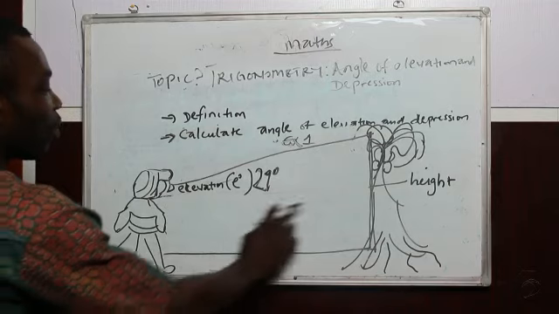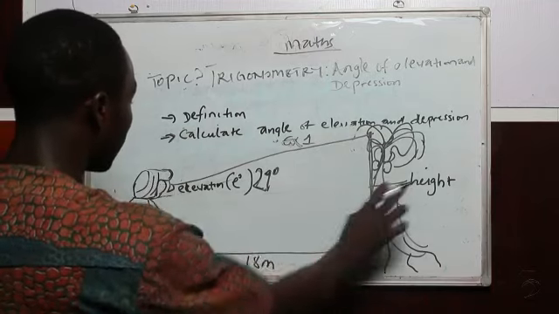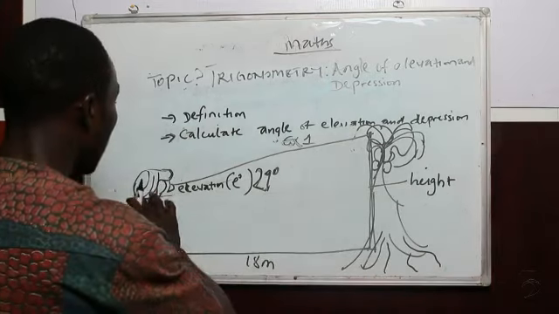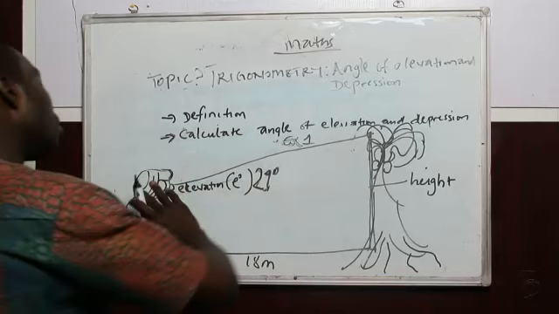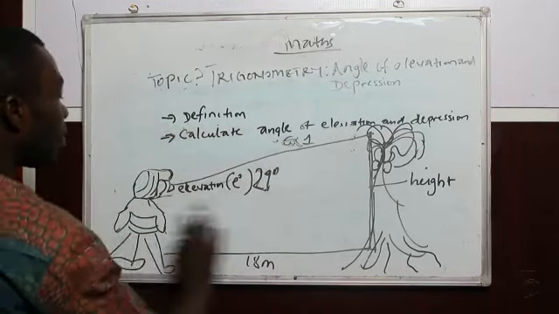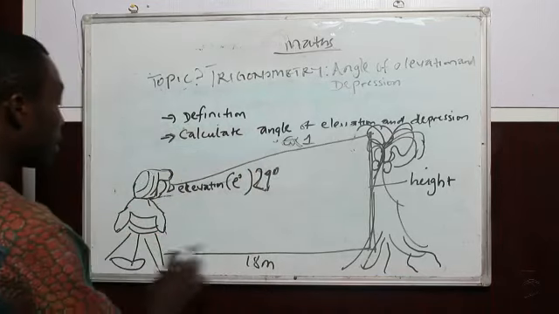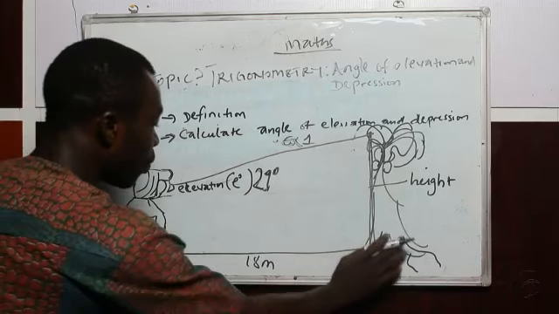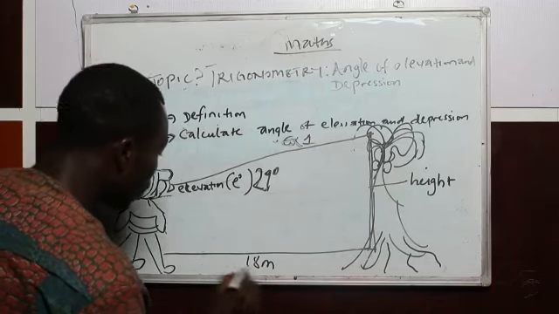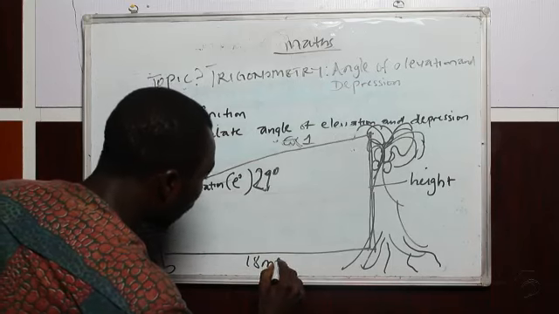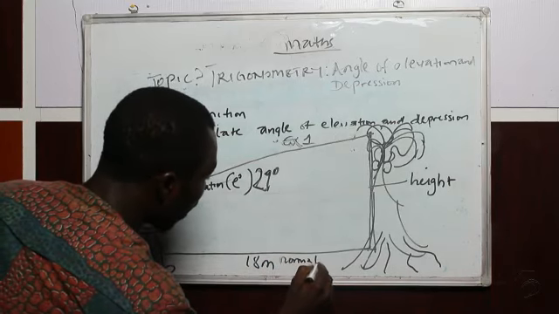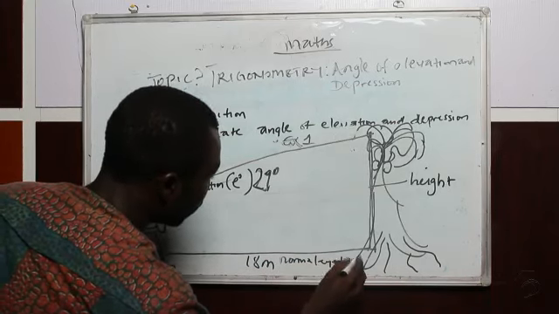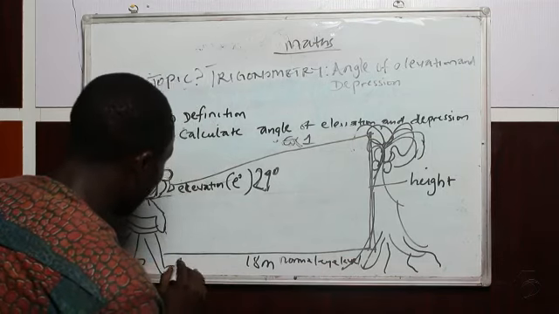This is the height according to the interpretation of the question. We have the angle of elevation from its normal height level, but the angle of elevation is the angle that is above the normal height level. So this place is called the normal height level, which is the horizontal line.